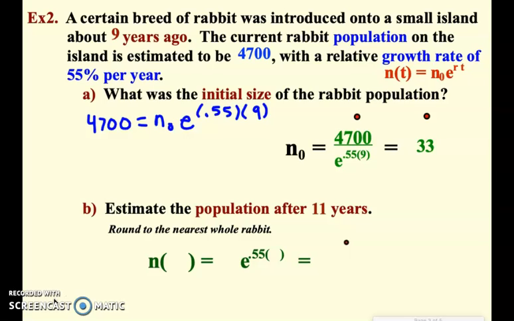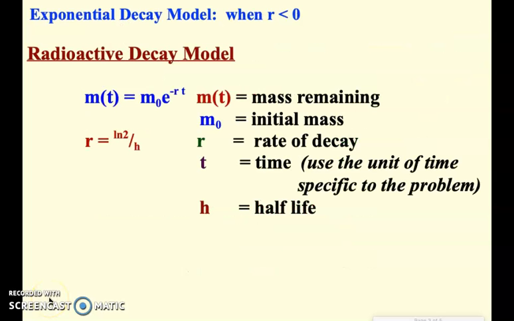Then part B says estimate the population after 11 years. So now we're just plugging 11 in for time, and we know our initial population is 33 rabbits. So again, if you type that into your calculator, you should get 13,995 rabbits.